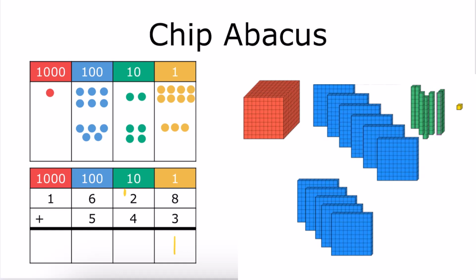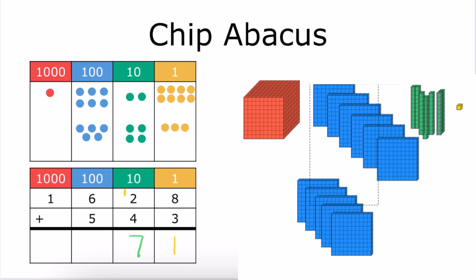And the answer would be that we have 7 tens, because we have the 1 we carried plus the 2 plus the 4 tens from the problem. So we have 7 tens. Then we'd say, okay, well, if I take these 6 hundreds and add them to the 5 hundreds, how many hundreds do we have? Well, we have 11 hundreds.